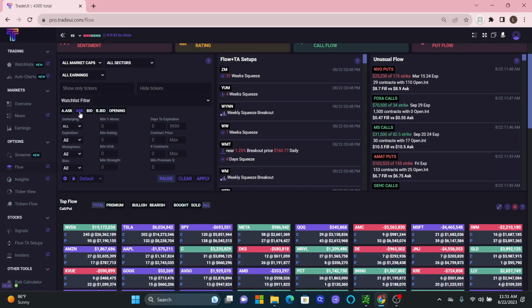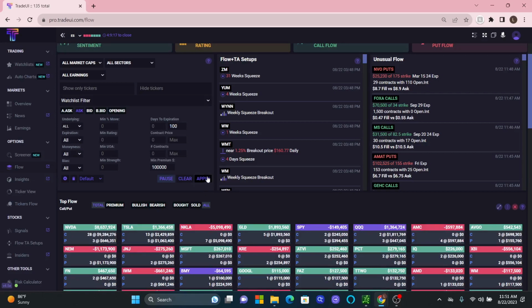So the ask means that they're buying the ask, which means they're opening positions. So when you have ask or bid on a stock ticker, ask tends to be the price you have to pay to purchase. Bid tends to be the price you have to pay to close. So we're looking for people opening positions. I want to see a minimum premium of $100,000. And I want to see an expiration of something less than 100 days. That way I can really see what's going on, and we're going to filter it down from there.